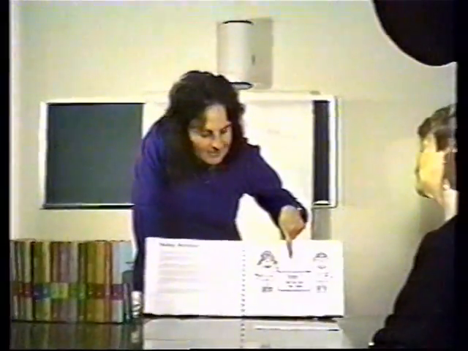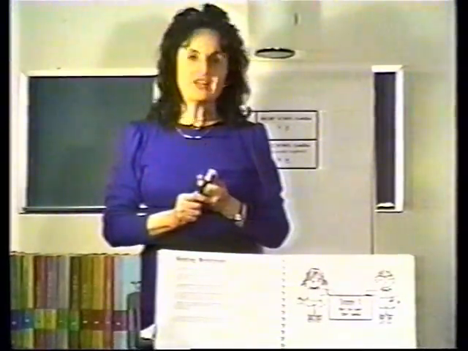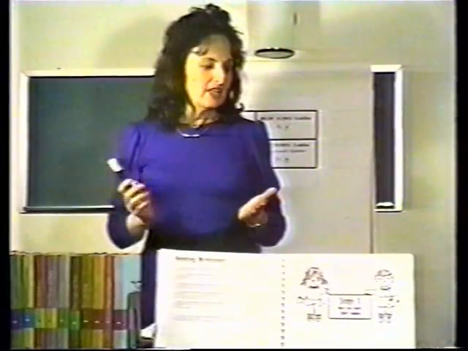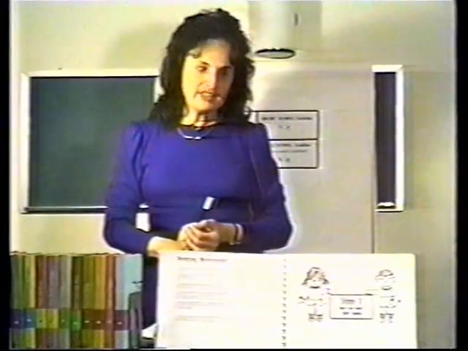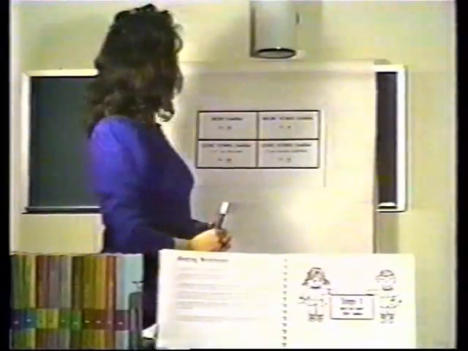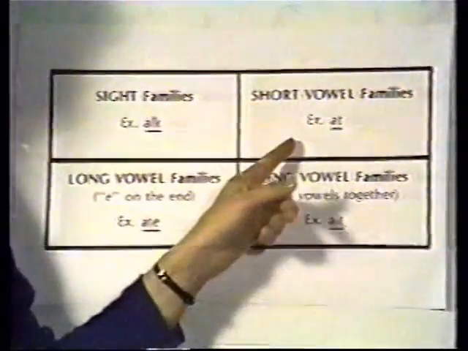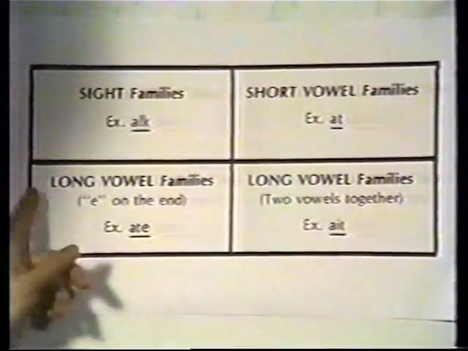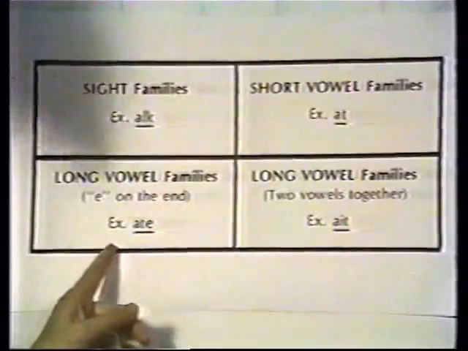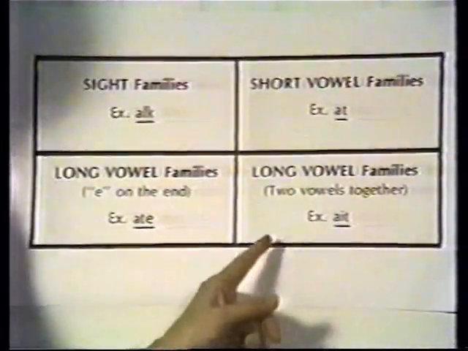Stage 2 is, what's the family? When you teach only the reliable information and no phonic exceptions, you can divide the entire English language into 4 simple groups, which we will call families. And they are sight families, for example, awk; short vowel families, for example, at; long vowel families with E on the end, for example, ate; and long vowel families with 2 vowels together, for example, ait.